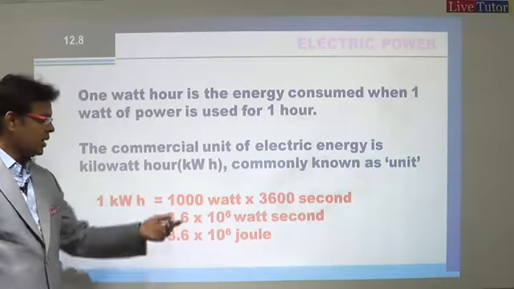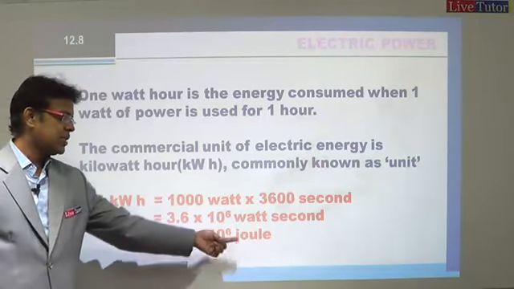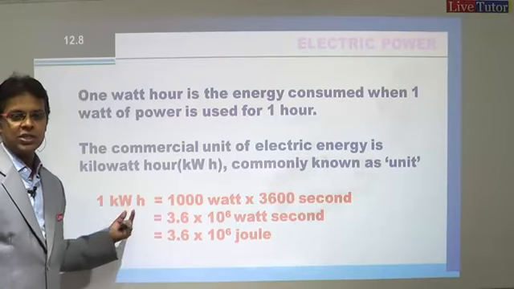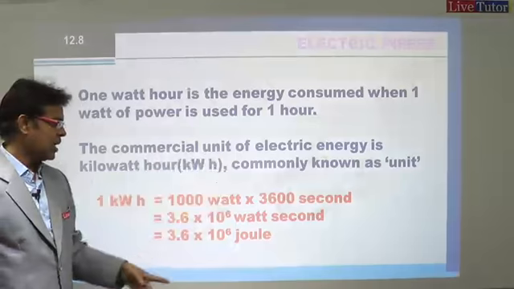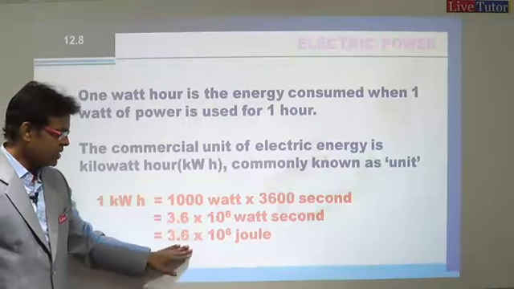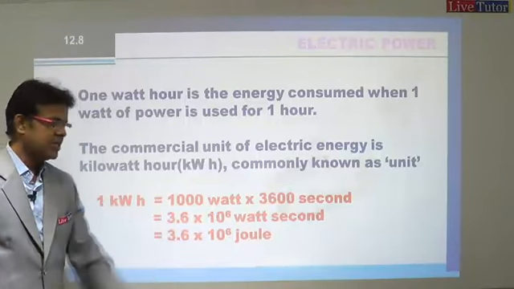As you gave the answer, 3.6 into 10 power 6 joule is the unit in terms of joule. So either you can say 1 kilowatt hour, or 1 unit, or in terms of joule, 3.6 into 10 power 6 joule.